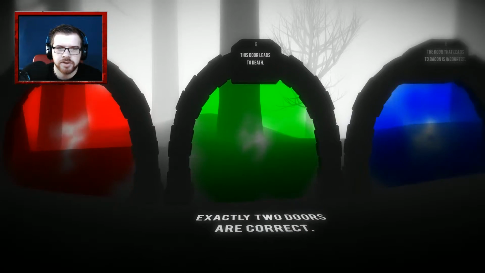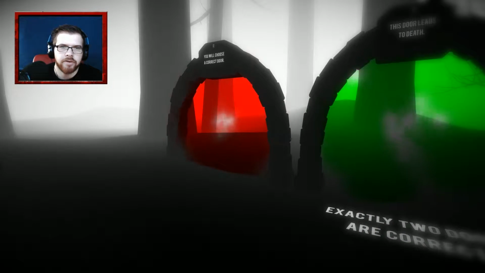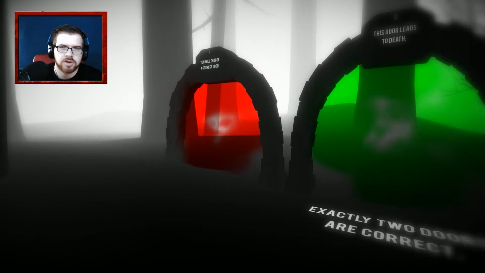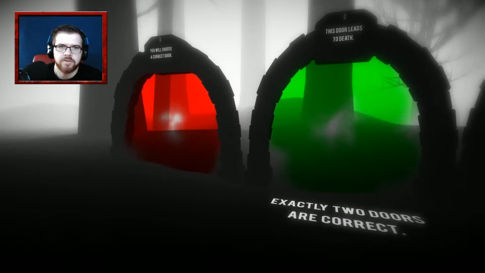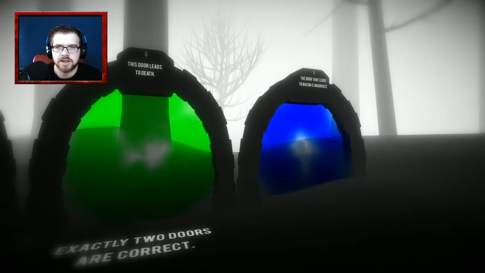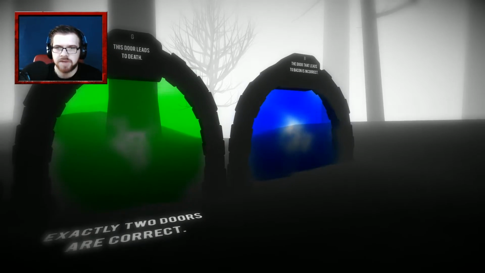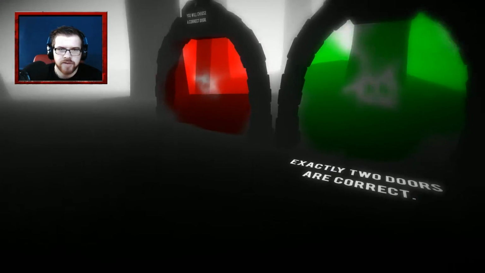So, exactly 2 doors are correct on this one. Either you will choose a correct door. So that one's got to be correct, because obviously the door we will choose will be correct. So, either you will choose a correct door, this door leads to death, and this door, or the door that leads to bacon, is incorrect. So if red's true, blue's not. If blue's true, red's not.